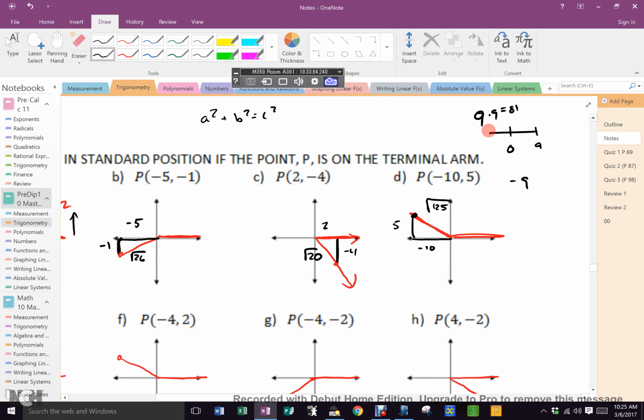Negative. Right, so it's out here, yeah? What does squaring mean? Times it by itself, right? So if I want to do negative 9 squared, it has to be negative 9 times negative 9, doesn't it? What are two negatives? When you multiply them, what do you get?